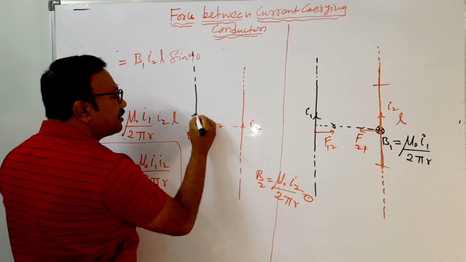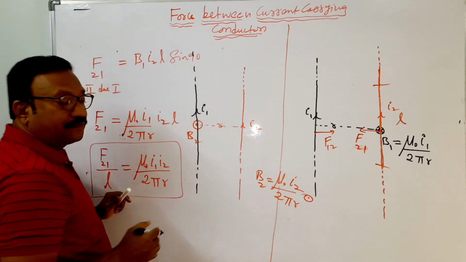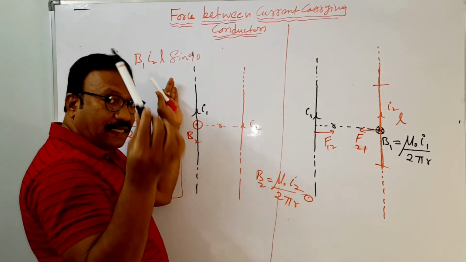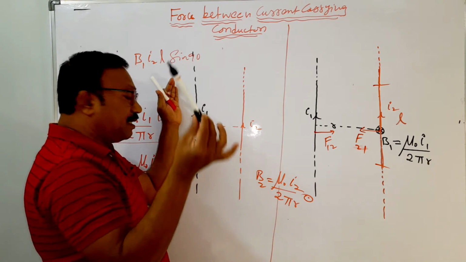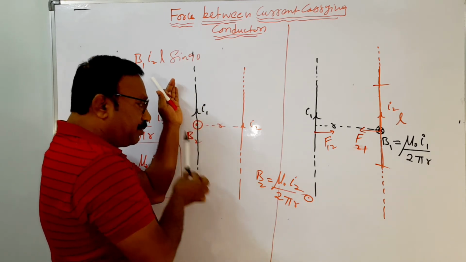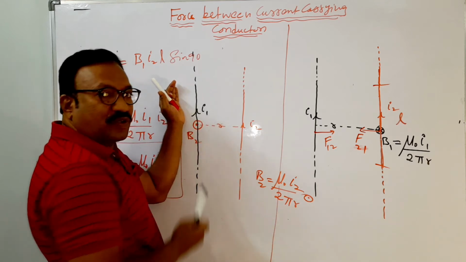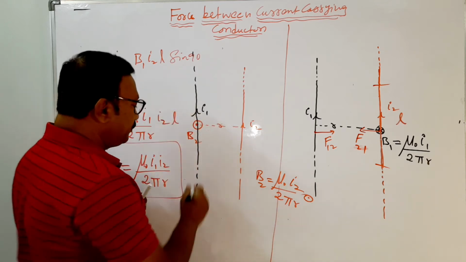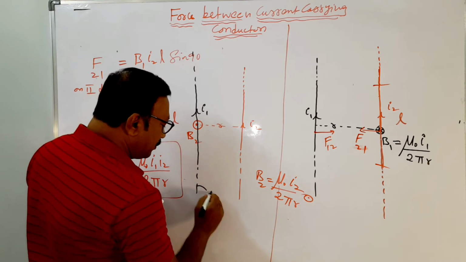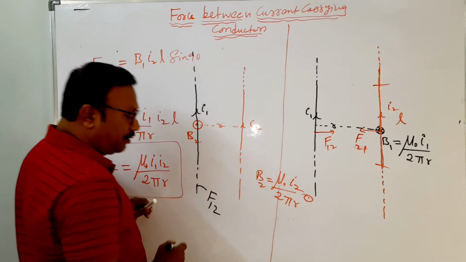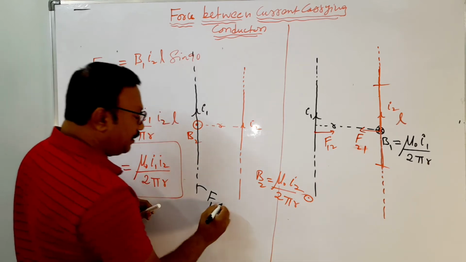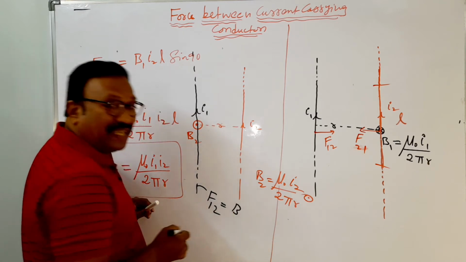So in this, current is flowing like this, I1. A current-carrying conductor I1 is placed in field B2, which is produced due to the second conductor. So this will experience a force BIL sin 90. The force on the first conductor due to the second conductor is equal to BIL sin theta.